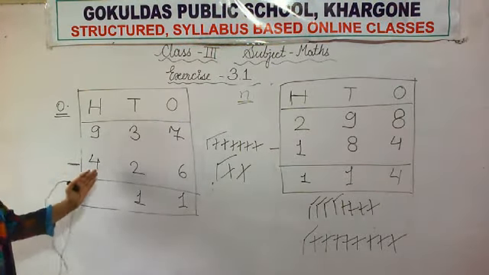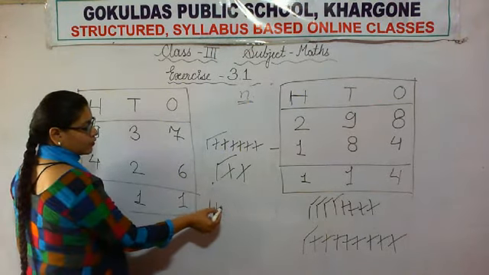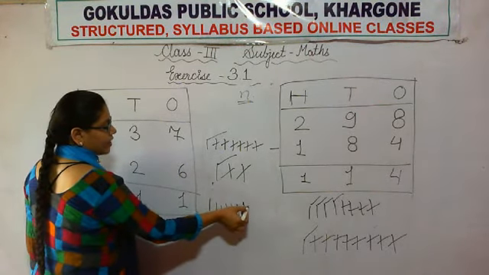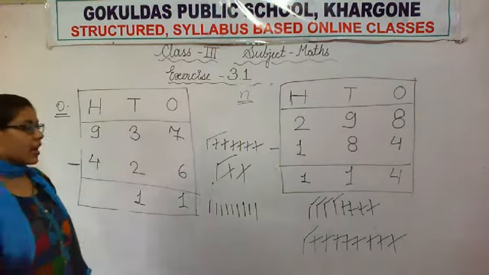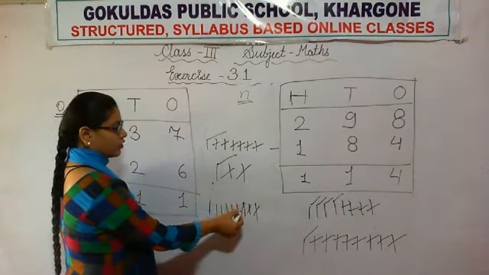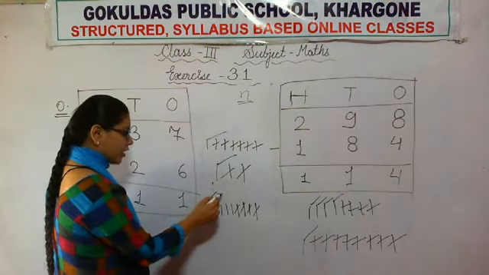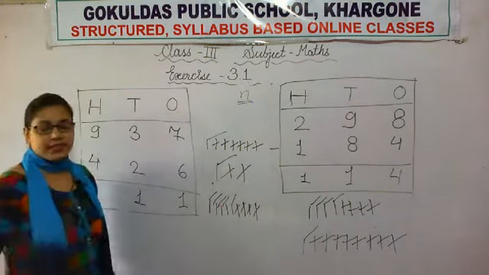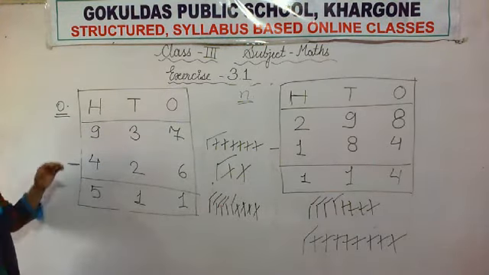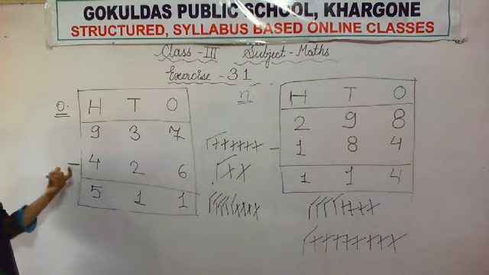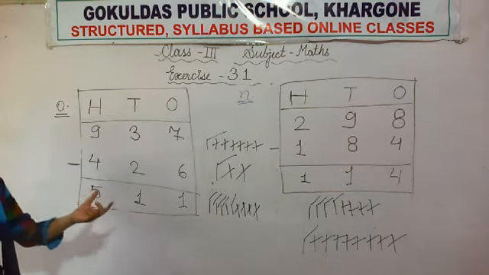Now 9 minus 4. So let's draw 9 sticks first. 1, 2, 3, 4, 5, 6, 7, 8 and 9. Minus 4. Minus 4 is there. So we will cancel out 4 sticks. 1, 2, 3, 4. We'll count the remaining sticks. 1, 2, 3, 4, 5. 5 sticks are left. So we will write the number 5. So 937 minus 426 is equals to 511.